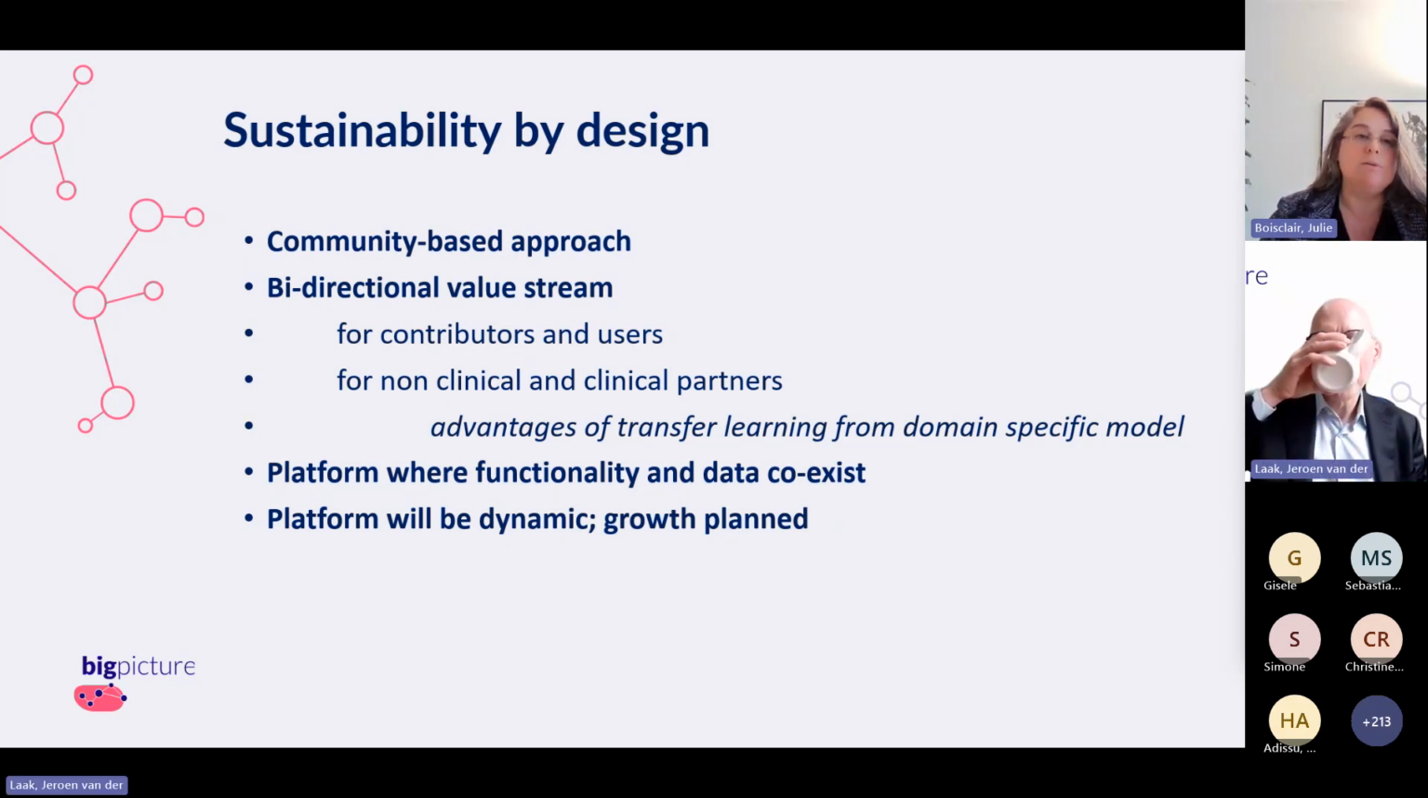And also the platform, and you've talked about it a lot, Jeroen, you have functionality and the data that really coexist. So we think that this also will be helping the sustainability of the platform. And also the repository will be dynamic. So we really plan from the start of the new company to have a growth plan already in place as we press the go button.